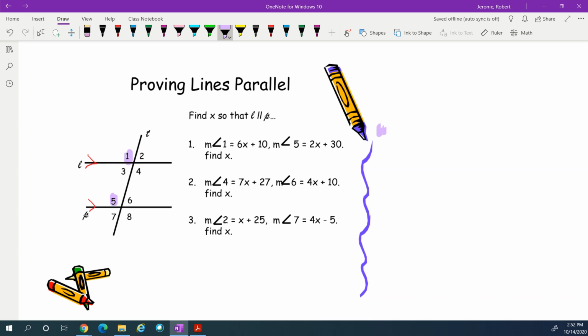Corresponding angles. Congruent. So 6x plus 10 equals 2x plus 30. And of course, we can solve for x with no issues. 4x equals 20, and x is 5. Again, in these directions, they're telling us, make the lines parallel. Find x so that they are parallel. So go over there, put the arrows on it. They are parallel, and do what you would normally do.